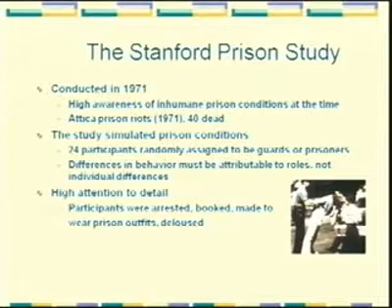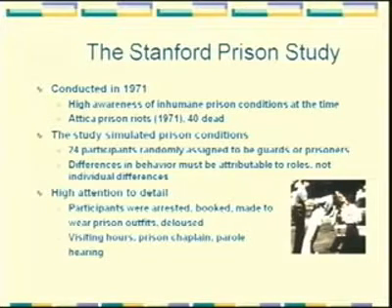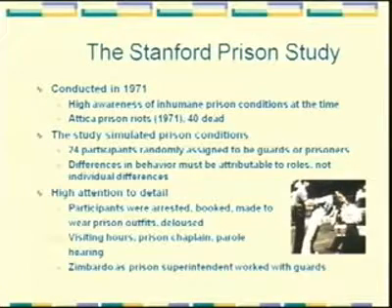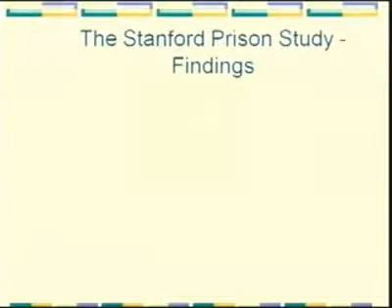Participants were actually arrested and booked and made to wear prison outfits. They were deloused, which couldn't have been pleasant. And there were visiting hours. There was a prison chaplain. There was a parole hearing at one point, which went poorly. And Phil Zimbardo, the Stanford social psychology professor that came up with the study, went ahead and cast himself as the prison superintendent who worked with the guards to keep the prisoners in line in the study.